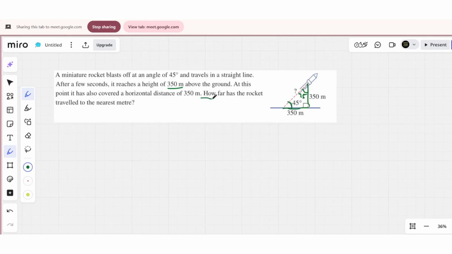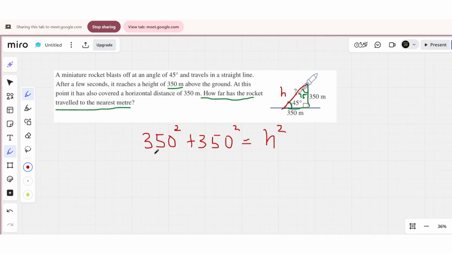But what they are asking is how far the rocket traveled. So we have to find the hypotenuse here again, this line. Here we can go with the Pythagoras theorem, where it says that the hypotenuse square is equal to the sum of squares of the other two sides. So 350 square plus 350 square equals the hypotenuse square. 350 square is 122,500. These both are the same, equal to hypotenuse square.